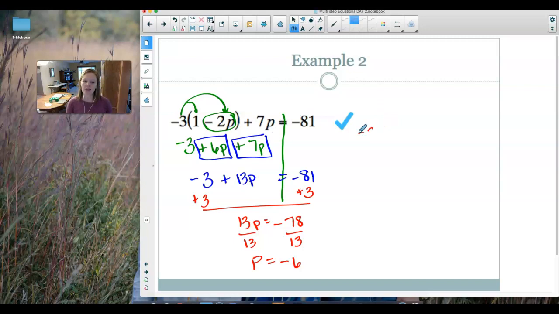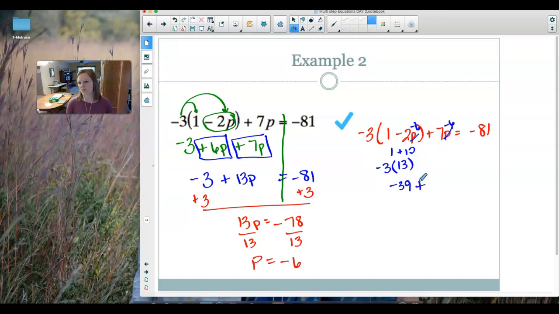So I'm going to check it, negative 3. I'm just recopying the problem. I didn't do any math yet. Then I'm going to replace the p's with negative 6. So we have negative 2 times negative 6 is positive 12. So we have 1 plus 12 is 13 times negative 3 is negative 39.